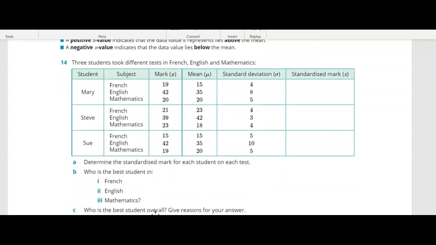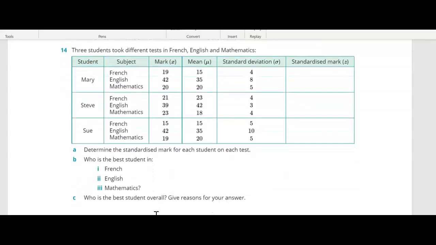All right, so question 14. I chose this one because you can see how you can use it to compare students. So 3 students took different tests in French, English, and maths. Okay, so we've got Mary, Steve, and Sue. Determine the standardized scores for each student on the test.